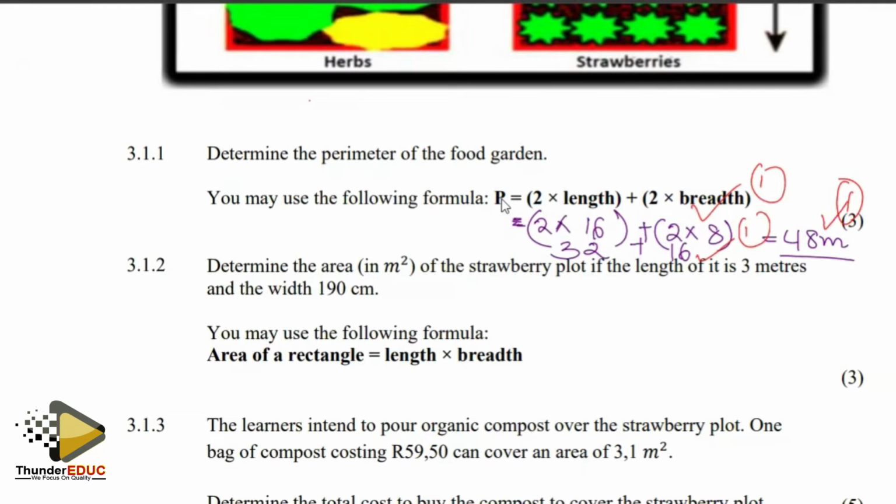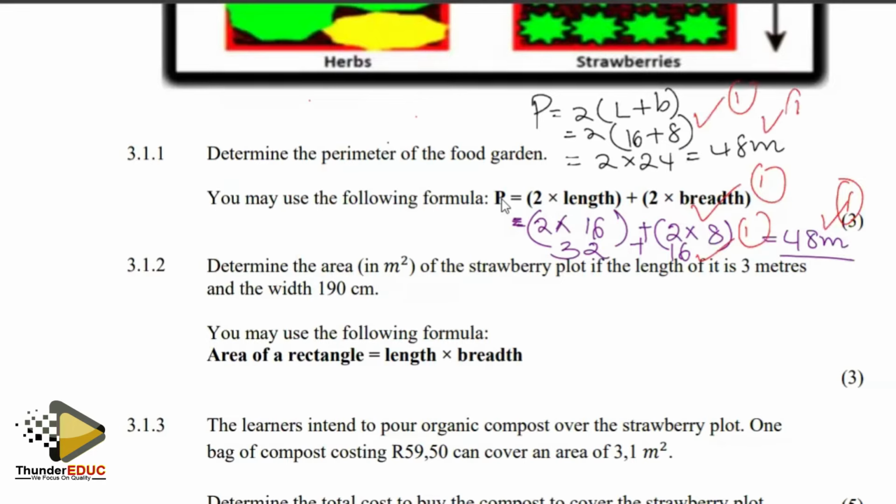Some other people did this. Someone else did this because you saw that it was a rectangle. So you knew very well that the perimeter of a rectangle is 2 into L plus B. So the 2 came out. The length is 16, the breadth is 8, which is the same as 2 times this plus this, you get 24. The answer here becomes 48 meters. You still get the same marks as someone who did the other one. So 1 mark for substitution, 1 mark for simplifying, 1 mark for the answer. All right, this is an option.